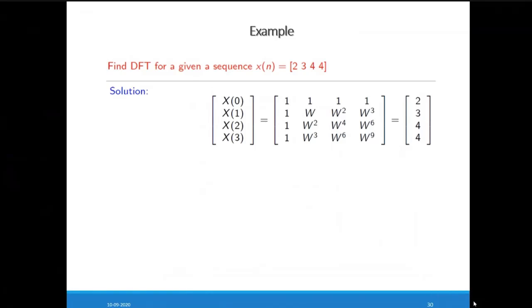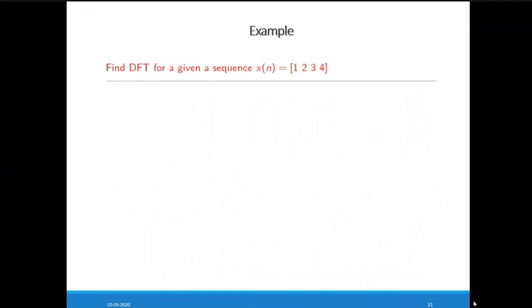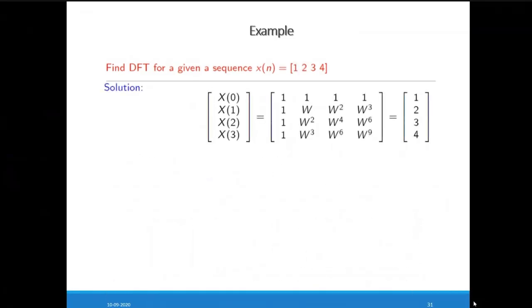So this is the solution for the example 1, 2, 3, 4. Please note down. We have to calculate the DFT of x of n. Here a total of 4 samples are given, having values 1, 2, 3, 4. So we have to find the 4-point DFT, which runs from 0 to n minus 1, so 0, 1, 2, and 3.